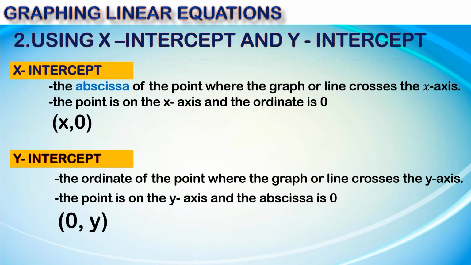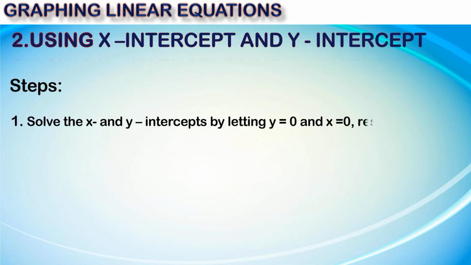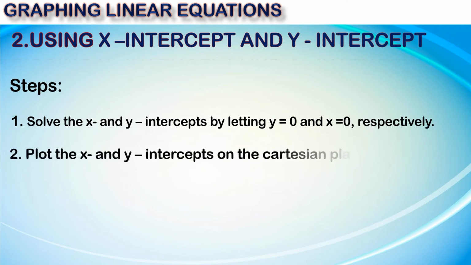Since we are using the x-axis and the y-axis, to represent the x-intercept we also use x as the abscissa, and for the y-intercept we use y as the ordinate for easy identification. So what are the steps in graphing a linear equation using the x and y intercepts? First, solve the x and y intercepts by letting y equal 0 and x equal 0 respectively. Second, plot the x and y intercepts on the Cartesian plane. And third, connect the points to form a straight line.